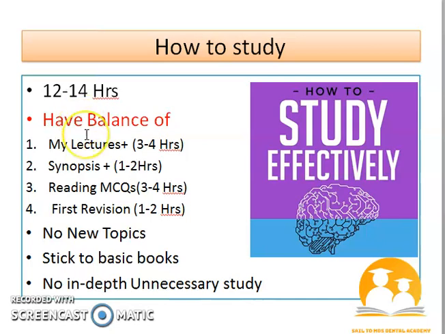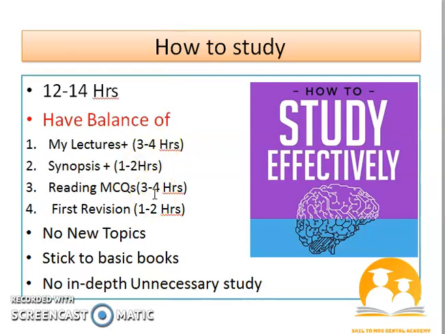And I am saying, don't study without any direction. Have a direction, okay, because to study effectively is very important. So first of all, when you start the day, you can go with my lectures, whatever lectures I'm going to share, you can study for 3 to 4 hours. Then for 1 to 2 hours you can read the synopsis. After that you can read the MCQs. So that will help you.